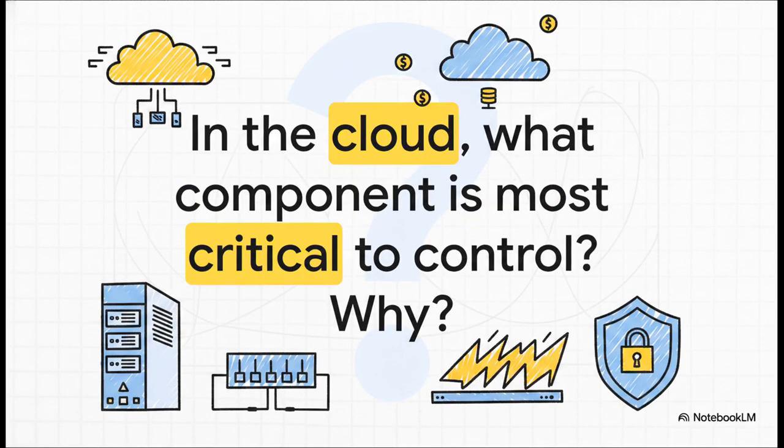And finally, here's a thought to leave you with. In today's world of cloud computing, where companies are just renting servers and storage from giants like Amazon or Microsoft, which of these components, the server, the switch, or the firewall, do you think it's most critical for a company to manage and control themselves? And maybe more importantly, why? It's a really interesting question when you think about where all this is headed.